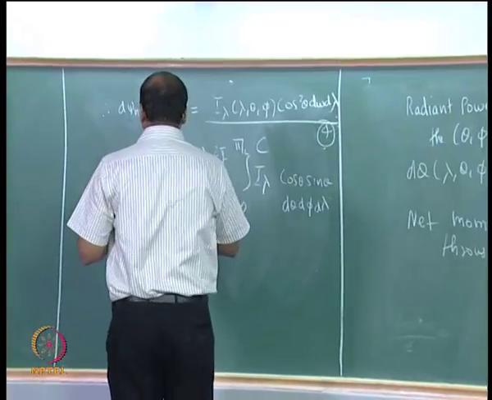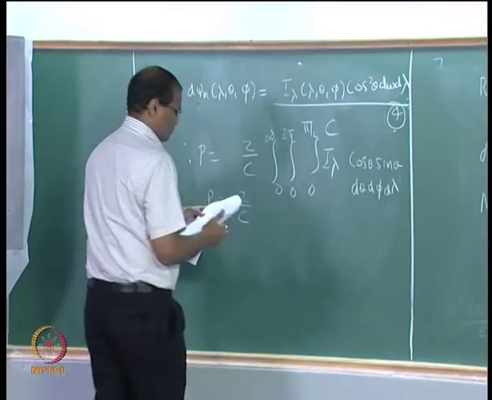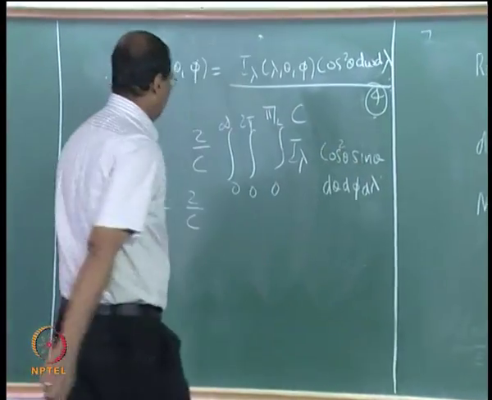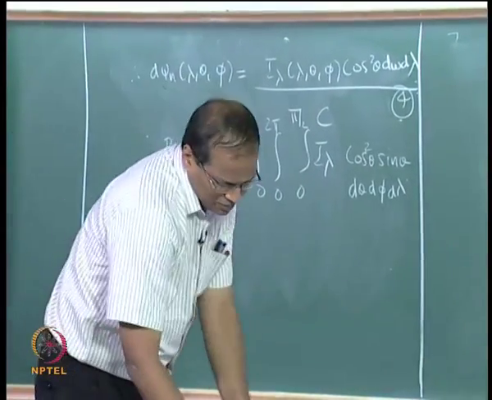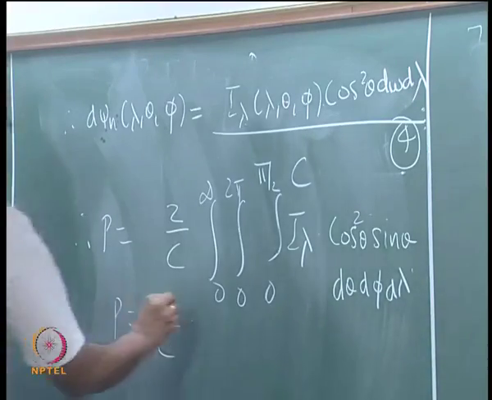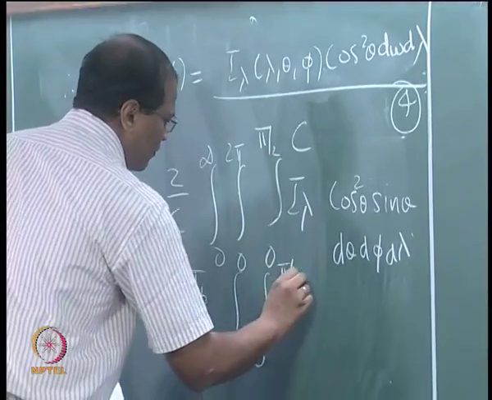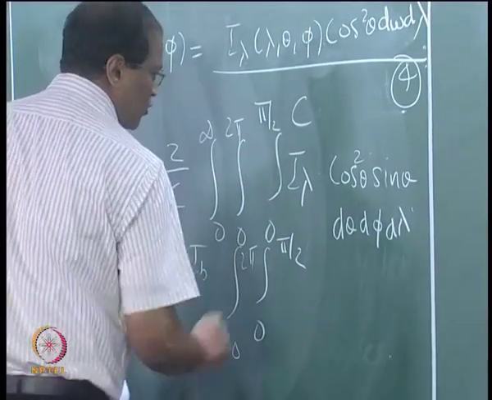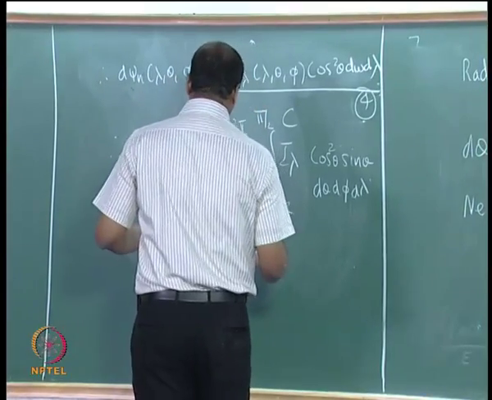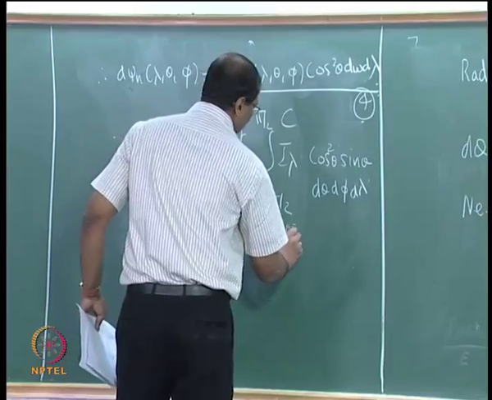Now for a black body, so P, yes sure, cos squared, okay. Now this will be given by P by 2C, and for the black body we can do the IB from 0 to 2 pi, I can do the 2 pi also, right, cos squared theta.